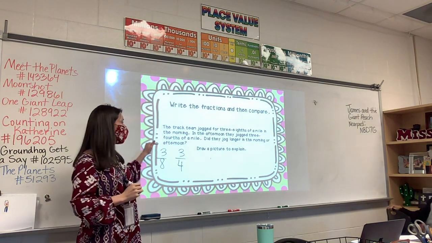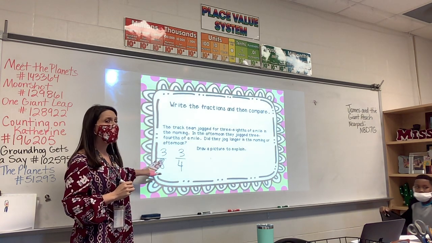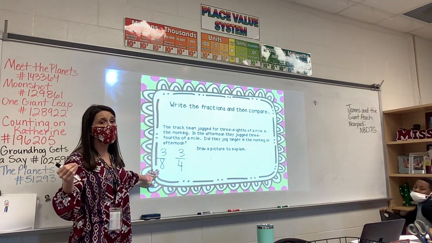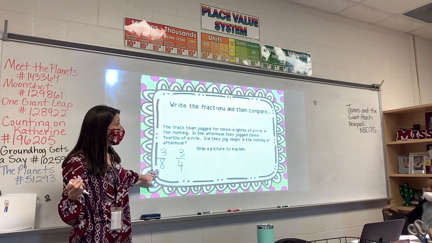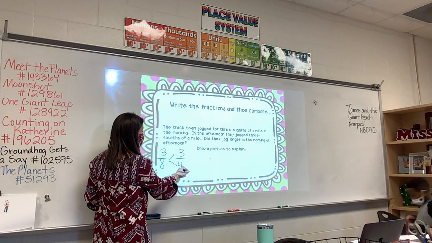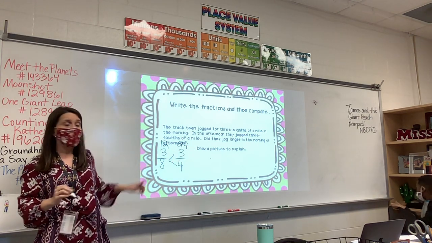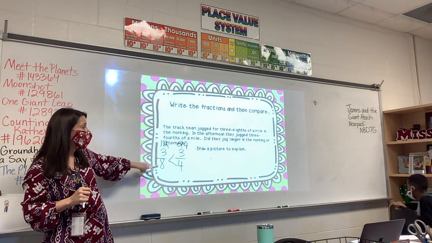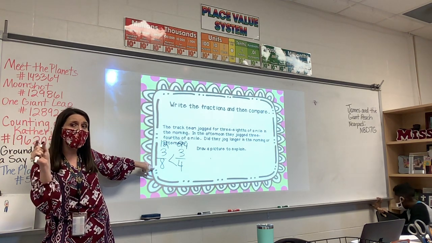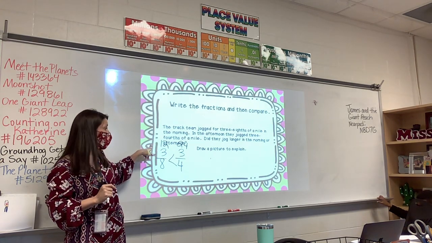What's the rule? When the numerator is the same, look at the denominator. The greater the denominator, the smaller the fraction. So when did they run more? In the afternoon. 3/4 would be greater than 3/8. When the numerators are the same, you look at the denominator. The greater the denominator, the smaller the fraction. So that means that 3/4 would be bigger than 3/8.